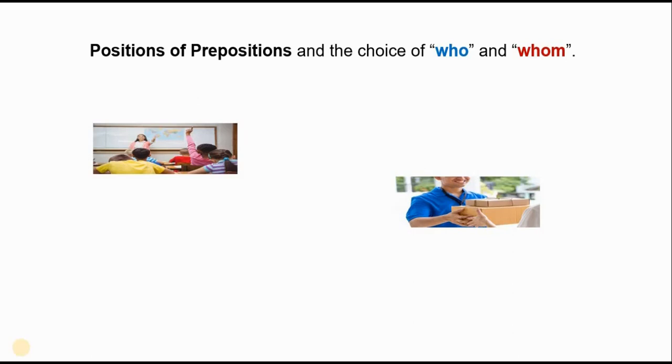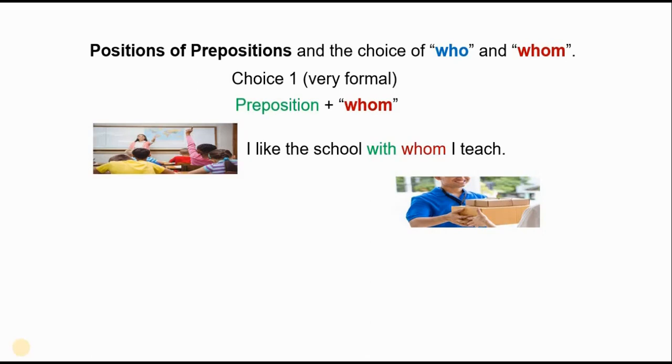We have two choices. So choice number one, this is very formal. So when we have a preposition, then we have this form. We have the preposition immediately followed by whom. Alright? Example, I like the school with whom I teach. So with is a preposition and is immediately followed by the object of the preposition, which is whom. Yes, with whom I teach.